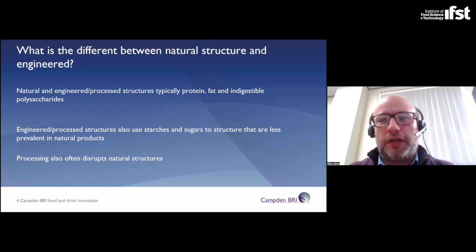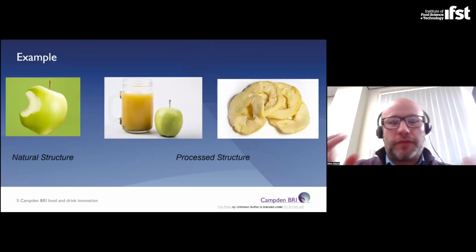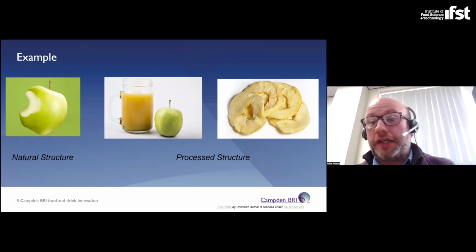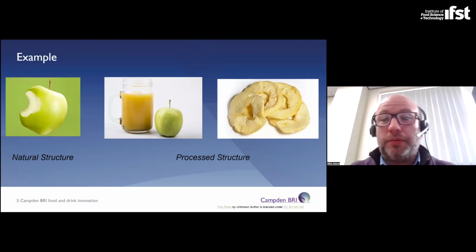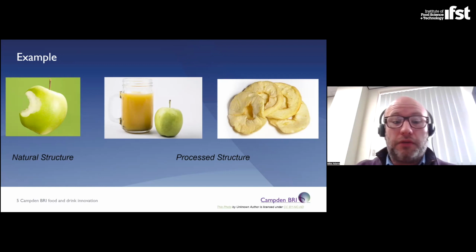Over the next couple of slides, I'll take you through an example of how that is the case. So let's talk about an apple. Obviously, natural structure there on the left, an apple. And I've got a couple of different processed structures that you can create from an apple. We've got apple juice, and then we've got freeze-dried apple. These are two different structures that are created from a natural structure, and they both have significant impacts on the availability of the nutrients contained within the apple.